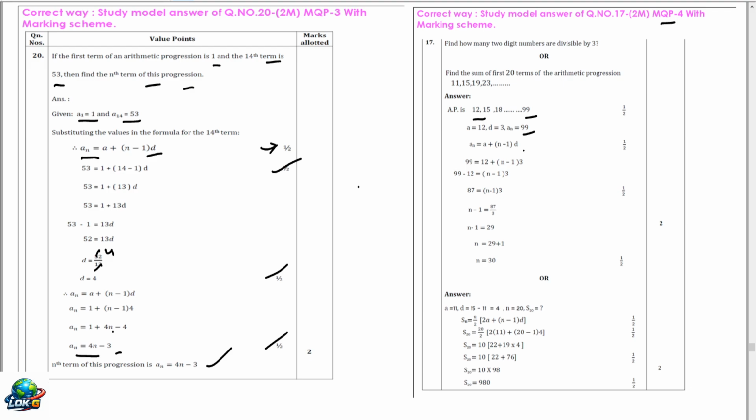an is equal to a plus n minus 1 into d. You are asked again for the n value. Put an is equal to 99, a is equal to 12, and d is 3. Now take 12 to the left. 99 minus 12 is 87. 9 minus 2 is 7, 9 minus 1 is 8.